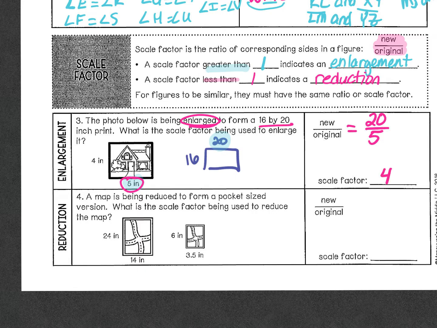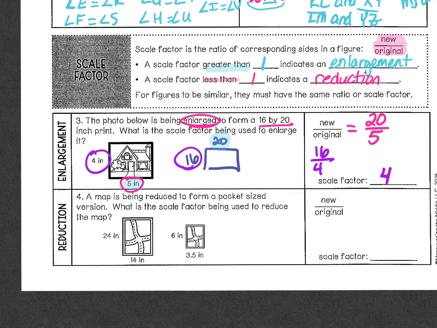Now, if we were to take the other sides, the two smaller sides, the new one is 16. The original is 4. 16 divided by 4 is still 4. So my scale factor should not change ever, no matter which one I try. So let's try them both sides.